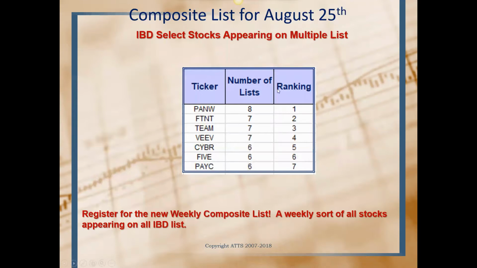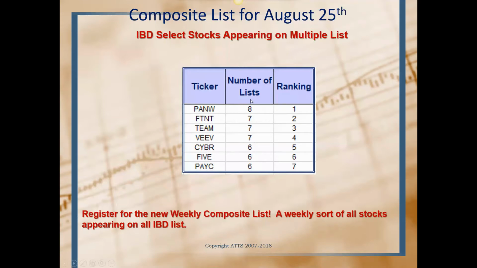This is a watch list that pulls together entities from all 13 of the premium watch lists from IBD, and then sorts them according to how many lists an individual stock showed up on. As we see here, Palo Alto Networks, FTNT, TEAM, VIVE, CYBR, and Paycom all showed up on 6 or more lists for the year. Then there was a break, and about 10 other entities showed up on at least 2 or more lists.